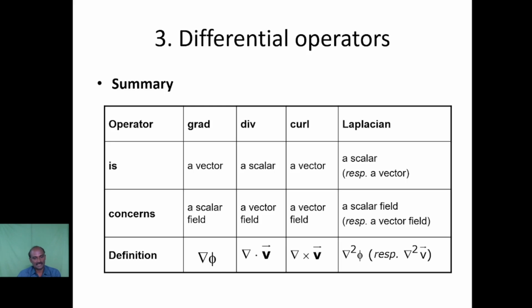Summary of the vector system. Gradient of a scalar is a vector. Divergence of a vector is a scalar. Curl of a vector is a vector. Laplacian is a scalar. Gradient is a vector field. Divergence is a scalar field. Curl is a vector field. Gradient is del phi. Divergence is del dot v, that means divergence of vector v. Curl of vector v is del cross v. Laplacian is del square of phi.